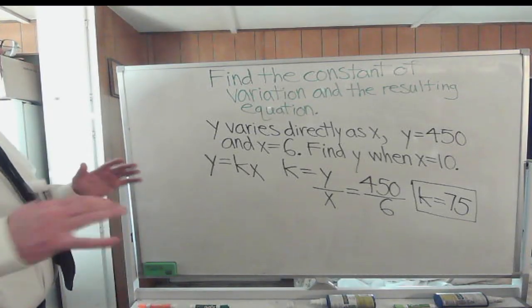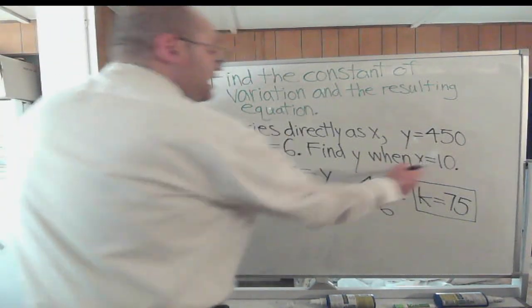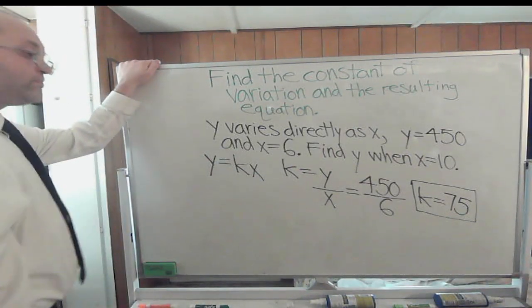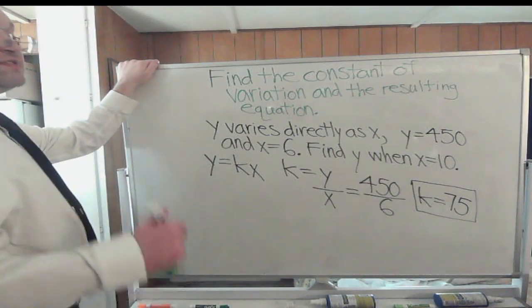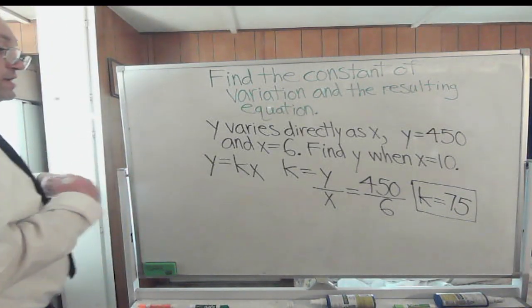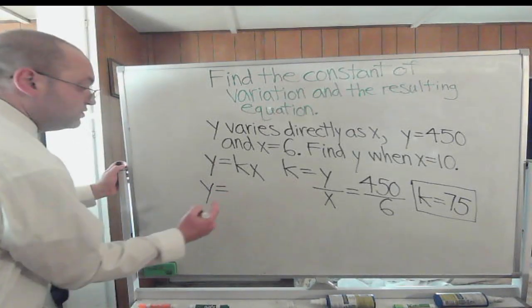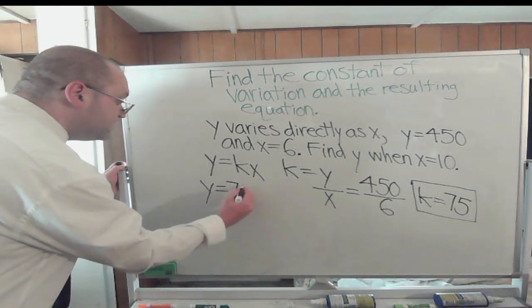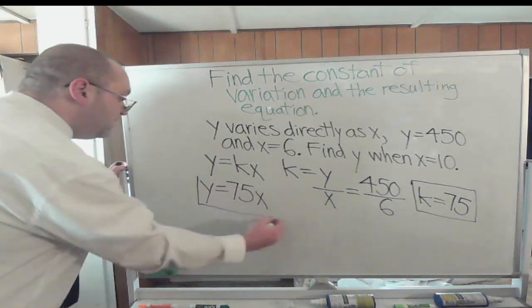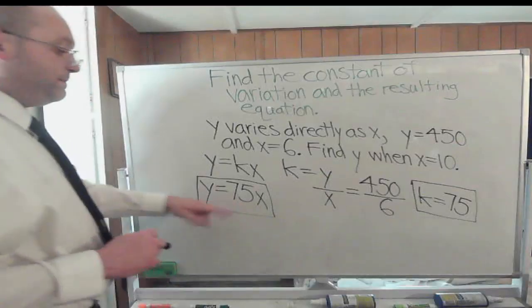Alright, so now like we've been doing, for a moment, continue to ignore the find y when x equals 10. Just ignore it, pretend it's not there for a minute. Now, let's find the equation of variation. Let's find a new equation. That's simply going to be y equals that constant of variation being 75 times x. So y equals 75x is going to be your equation.